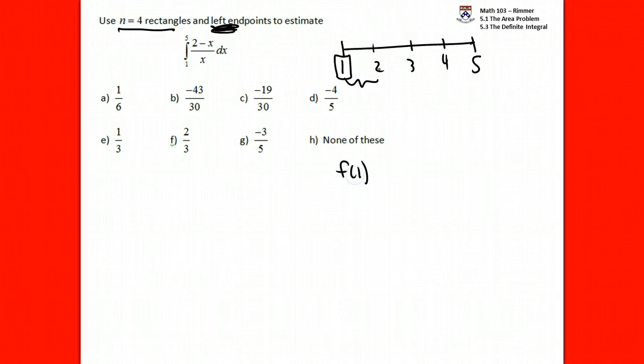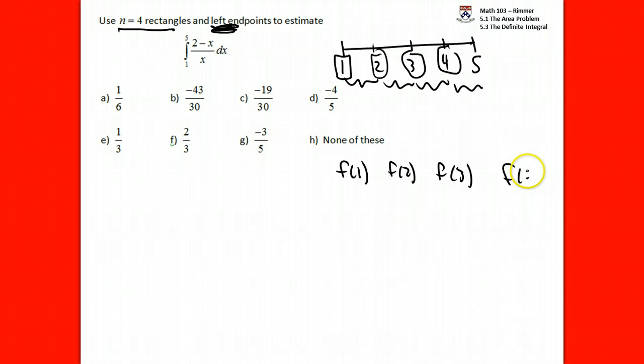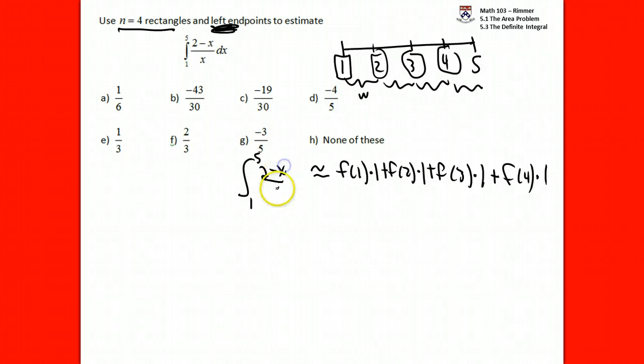So I take the function at 1. Then next interval, I take the function at 2. Next interval, I take the function at 3. And the last interval, I take the function at 4. But what do I do with these guys? I have to multiply them by the width, which is officially a 1. And these are my rectangle areas. What do I do with these guys? I add them up, and that's my approximation. This symbol is the exact, and this is my approximation.